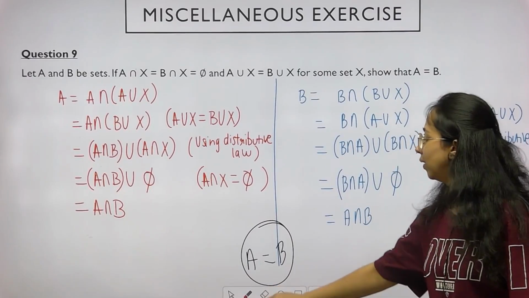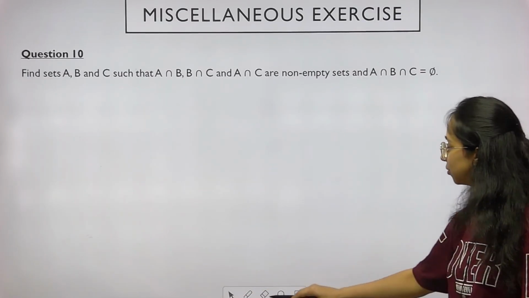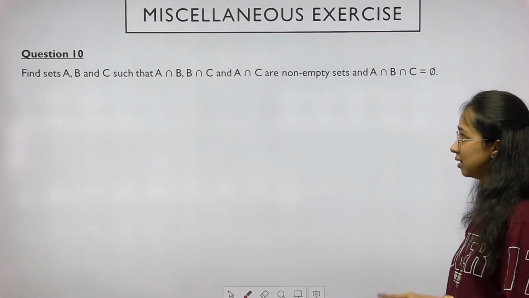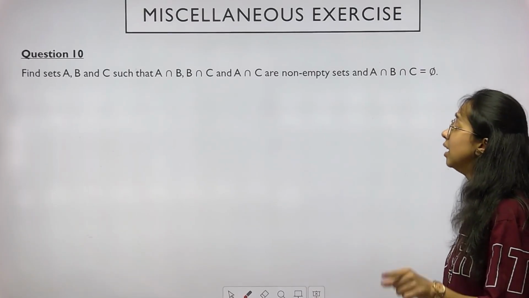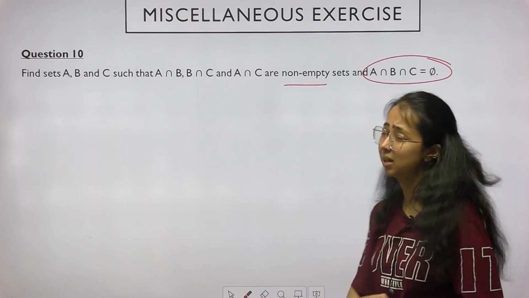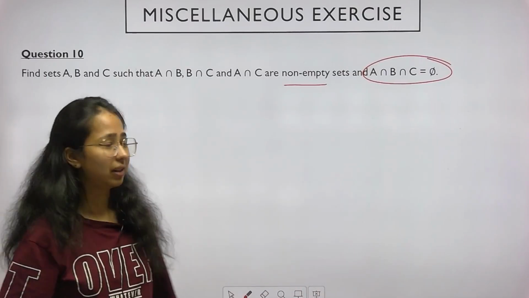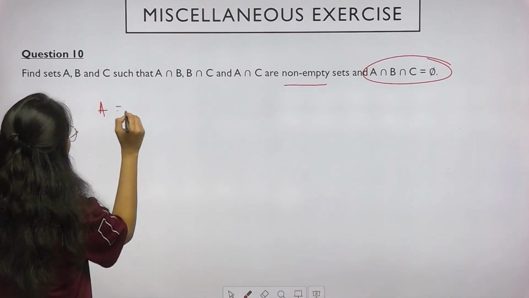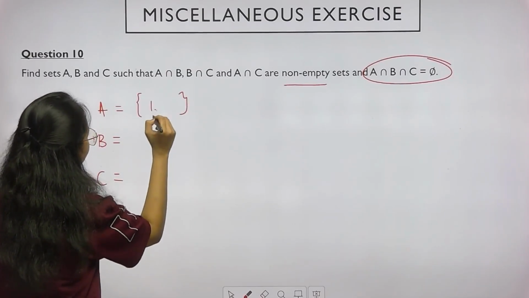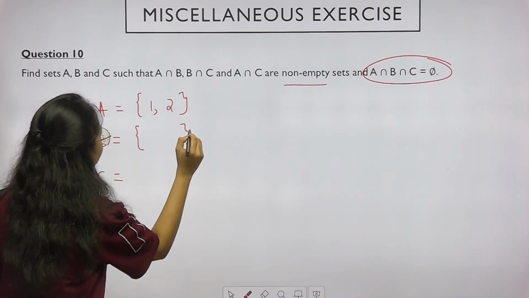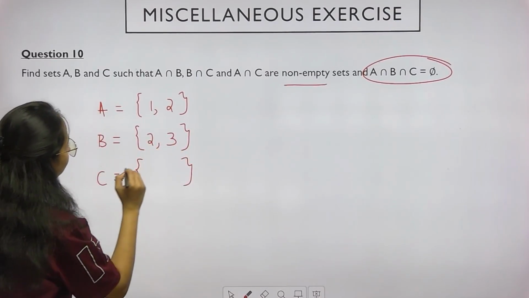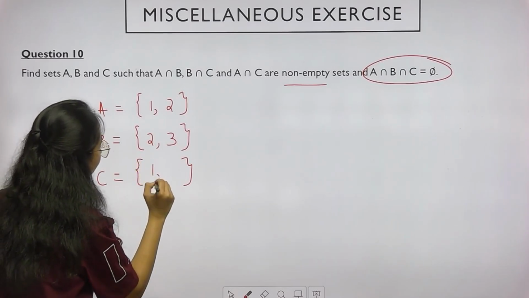Alright, let's move on to the last question of the miscellaneous exercise. The question says: find sets A, B and C such that A intersection B, B intersection C and A intersection C are non-empty, whereas A intersection B intersection C is an empty set. Let's take A as {1, 2}, B as {2, 3}, and C as {1, 3}.